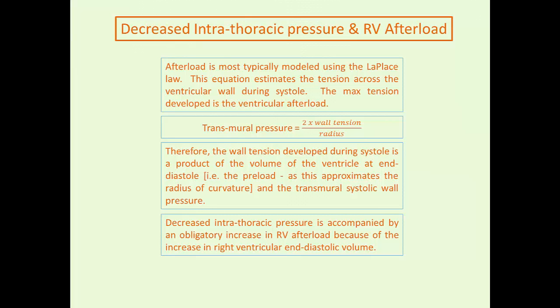So decreased intrathoracic pressure is accompanied by an obligatory increase in RV afterload because of the increase in the right ventricular end-diastolic volume. Maybe obligatory is a bit of a strong word here, because the decrease in intrathoracic pressure should increase right ventricular volume, but it may not, depending on if you have collapse of the great veins. You may not have much of an increase in your RV preload, but to the extent that the RV volume does increase with a decrease in intrathoracic pressure, an increase in the radius of curvature will increase the tension across the RV wall, and therefore tend to increase your right ventricular afterload.